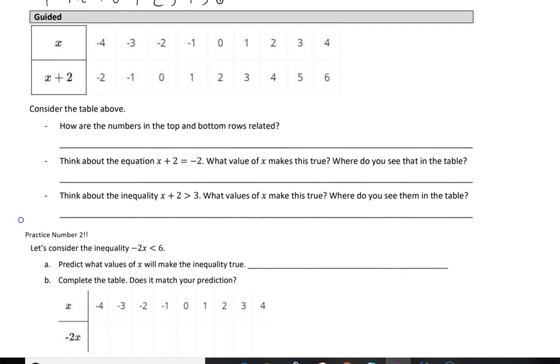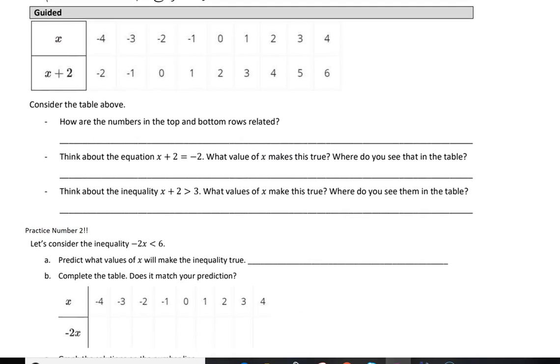So first we're going to look at this table. We have some values for x, and then we have x plus 2. So how are these top numbers and rows related? So here we can say this is like start with a number and add 2. So -4 plus 2 is -2. -3 plus 2 is -1. -2 plus 2. So basically all of these are adding 2. So x plus 2 is just 2 more than x.